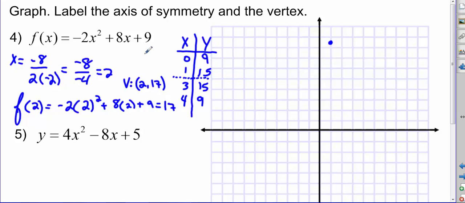The other thing that's interesting, I want to remind you guys from the first video from this section, is when we have a negative in the a value, that means that this graph is going to be opening up downward.